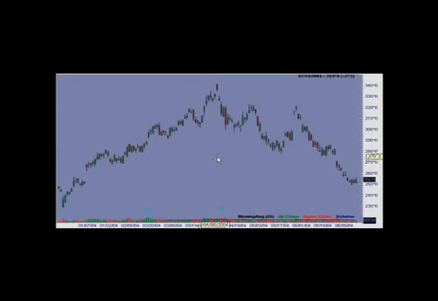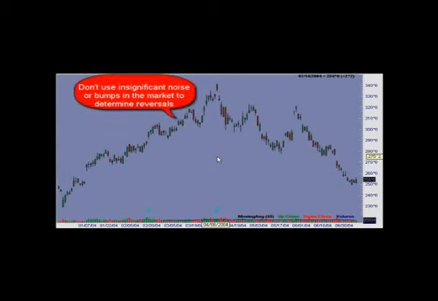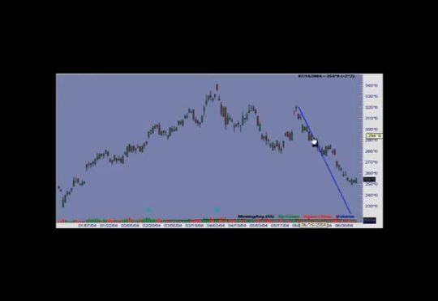The first error that individuals make in determining reversals is that they'll take every little bump that the market throws at them to create a reversal. And the first rule that you want to focus on is that you don't want to take every little bump there is. If it's in a swing or trend, typically it's not going to give you anything of any consequence.